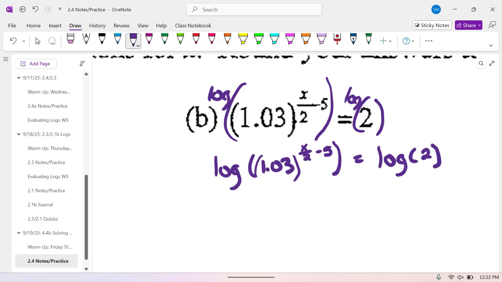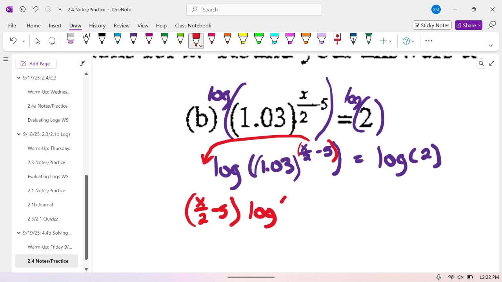Let's go with Jackson. What would be my next step? Right, bring down our exponents. So the x over 2 minus 5, and I'm going to leave that in parentheses just so I know it's being multiplied to the log of 1.03.